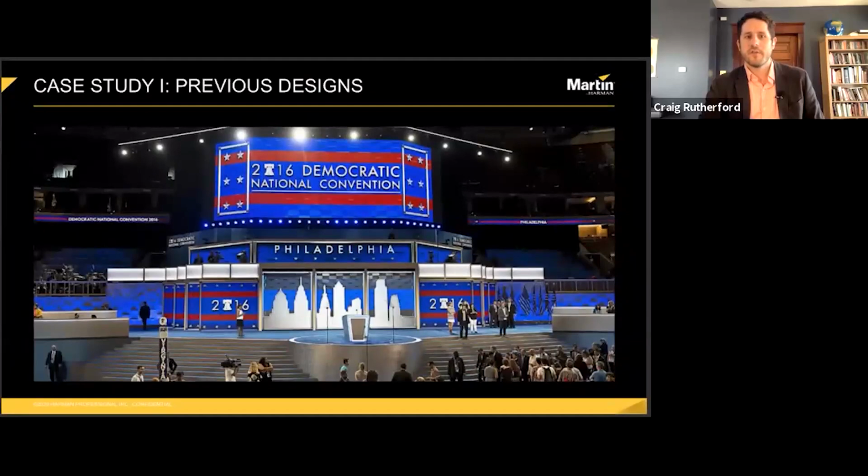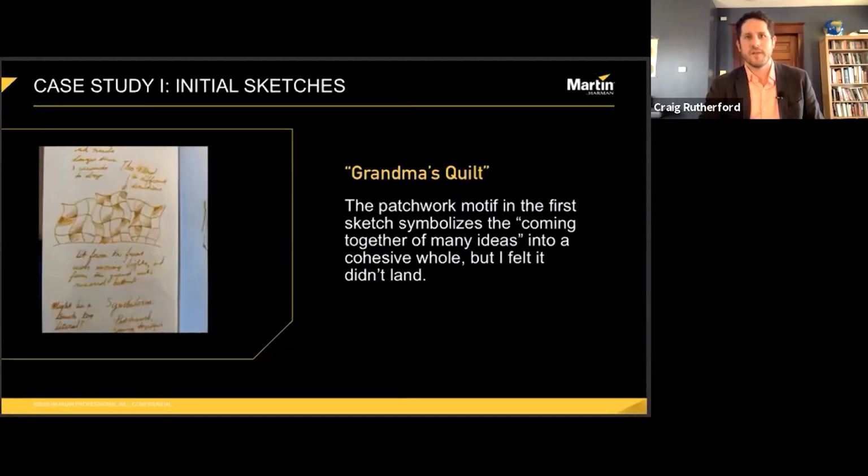So I started by drawing some basic shapes and ideas and doing my best to concurrently come up with the words that defined the symbolism of what I was going for. And here's my first attempt. The patchwork motif in the first sketch, I wanted to symbolize the coming together of many ideas into a cohesive whole. Now, after I drew it, I decided that it looked a little bit too much like grandma's quilt.